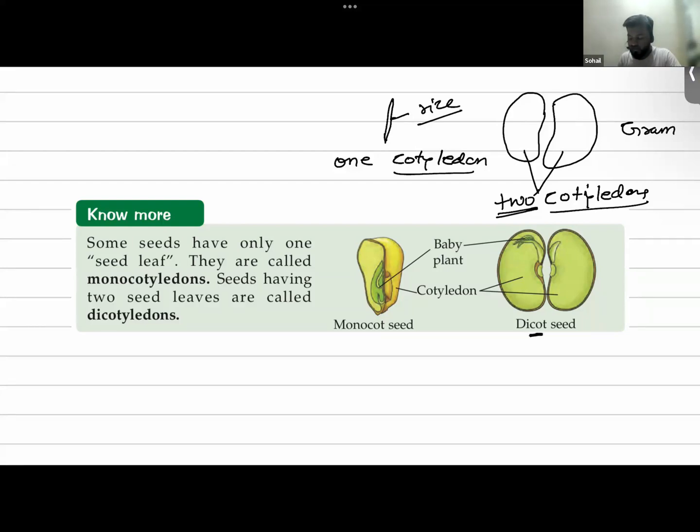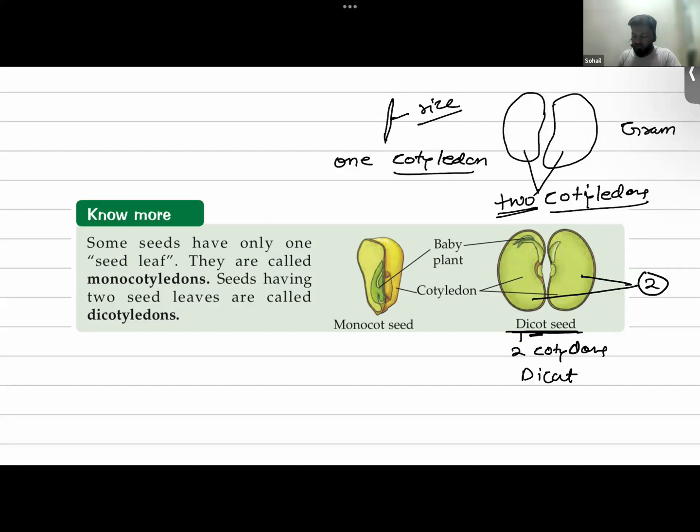Cotyledons, in short, we call cot here, and di means two. So if there are two cotyledons in a seed, we call it a dicot seed. See here, this seed has how many cotyledons? There are two. Hence, it is called dicot. Di means two.